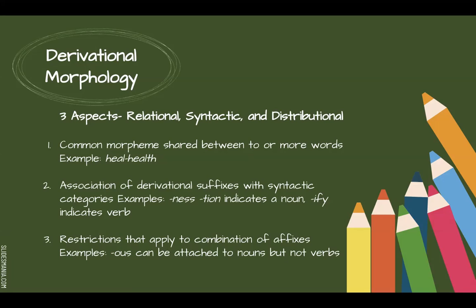So another one is the association of derivational suffixes with syntactic categories. So here, -ness and -tion indicate a noun, and -ify indicates a verb. And then there's the distributional, and this one has restrictions that apply to combinations of affixes. For example, -ity can be attached to adjectives, but not verbs.